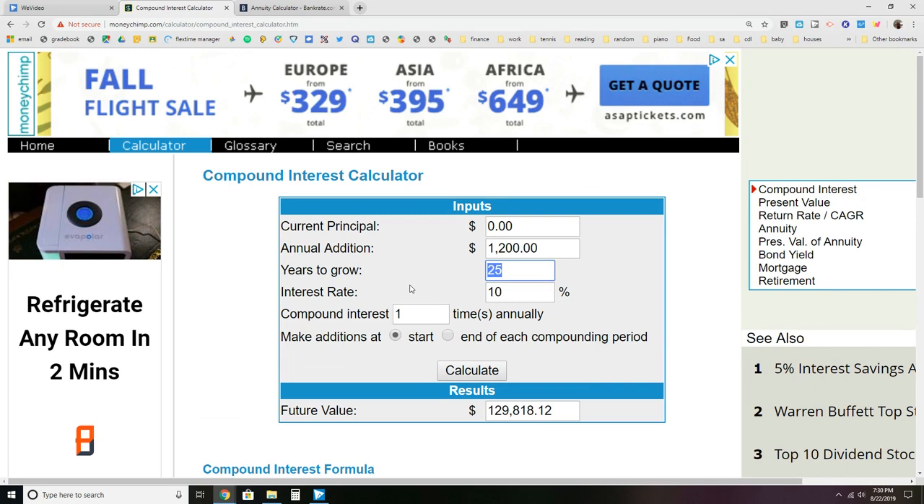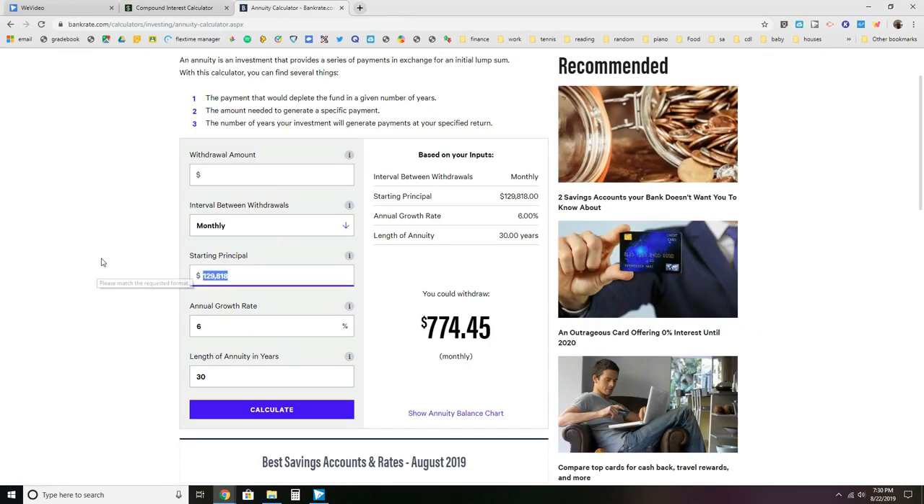And let's say you're 30 and going to 60, 30 years, $217,000. Then we're looking at $1,300 a month.